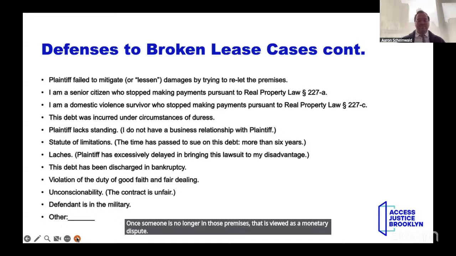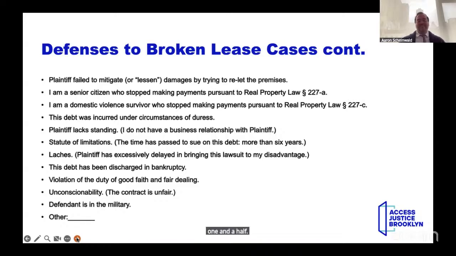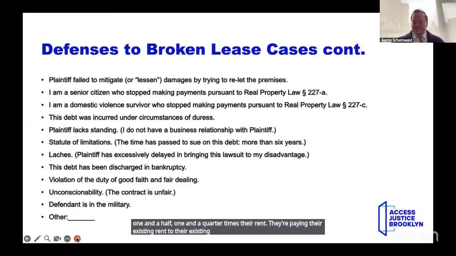But it is obviously not the case that that is simply that, because what you would be asking someone to do in a lot of these instances is pay 1.5, 1.25 times their rent. They're paying their existing rent to their existing landlord for their existing premises, and they're trying to settle this debt that they have for this other landlord who wants potentially tens of thousands of dollars in rent arrears or damages or whatever the case may be. And so working out a repayment agreement is very difficult.